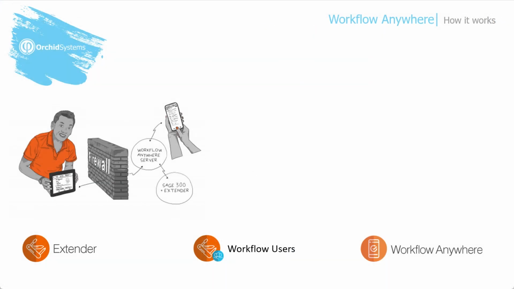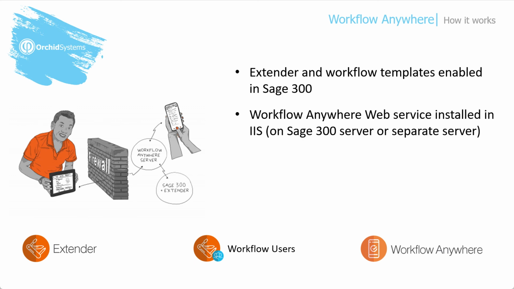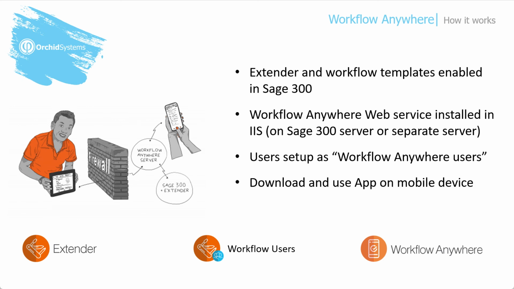In order to use Workflow Anywhere, you need to have Extender activated in the required companies and the appropriate workflow templates enabled in those companies. You need to install Workflow Anywhere web service in IIS, either on the Sage 300 server or on a separate server, depending on your infrastructure. You need to set up the Sage 300 users as workflow users and Workflow Anywhere users.